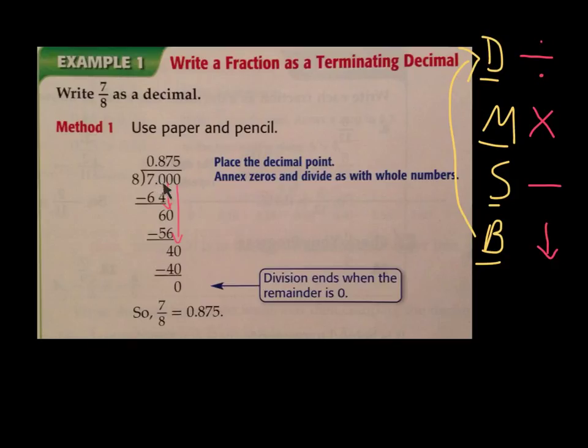Now you can see here that after we've gone through the steps of divide, multiply, subtract, bring down 3 times, eventually we end up with 0, and so there's no remainder. In that case, this is what we call a terminating decimal, and this is the decimal, so 0.875, which would be 875 thousandths, would be the decimal for 7/8.